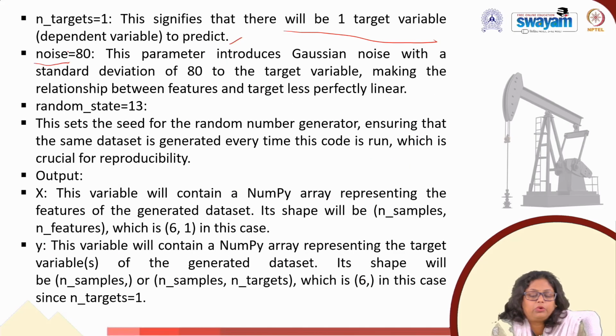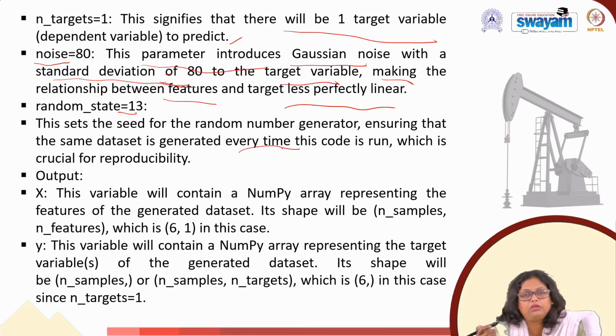Then noise equals 80. This parameter introduces Gaussian noise with a standard deviation of 80 to the target variable y, making the relationship between the feature and target less perfectly linear. We do not want a perfectly linear relationship, so we make it deviate a bit from linearity. Then random_state is 13. We are putting in a seed number for the random number generator, ensuring that the same dataset is generated every time this piece of code runs. This is for reproducibility.